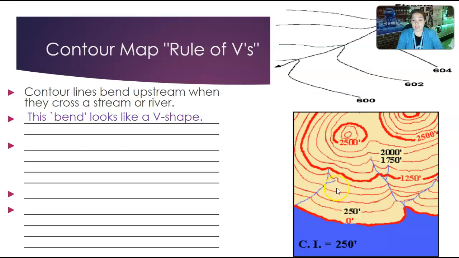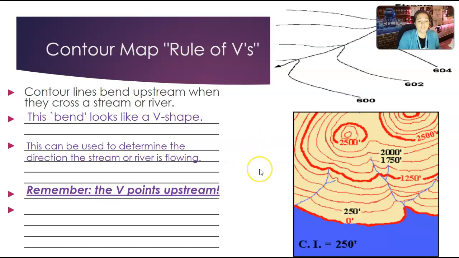It looks like a V like a pointer. It can be used to determine the direction the stream is flowing. So whichever way it is pointing, it's the opposite of which way it's flowing. So it points to the origin, and then the open area shows where it's going. The V points upstream. I can't stress that enough. It points upstream, not which way it's flowing. It points upstream. And the upstream is where the water is coming from.